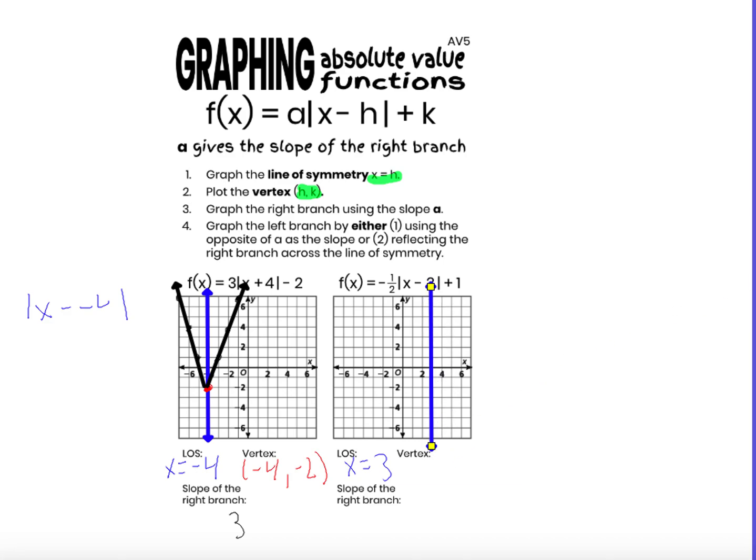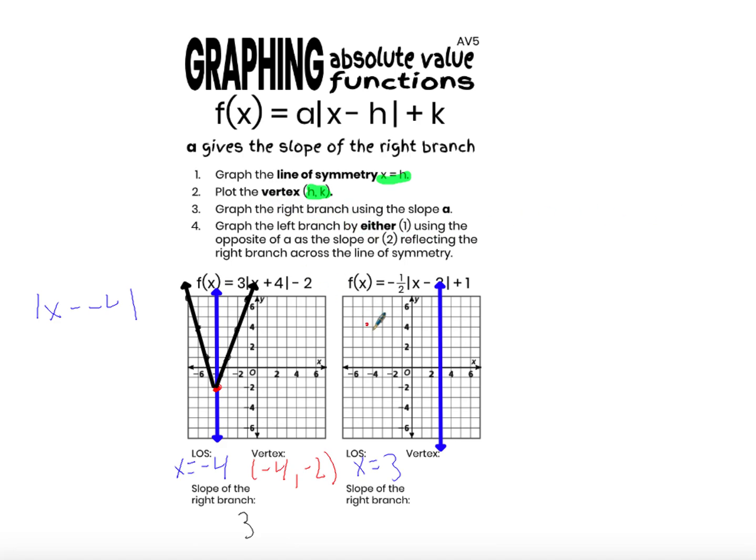Next, I'm going to plot my vertex. My vertex h comma k is going to be 3, 1 in this case. So again, the x coordinate is the same as that value in the line of symmetry. Here's my vertex, 3, 1.